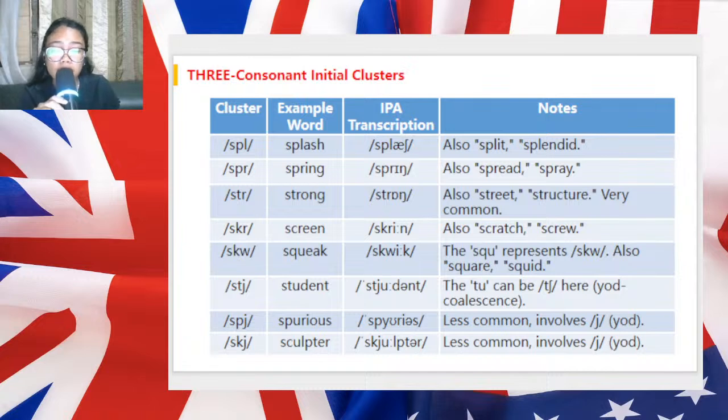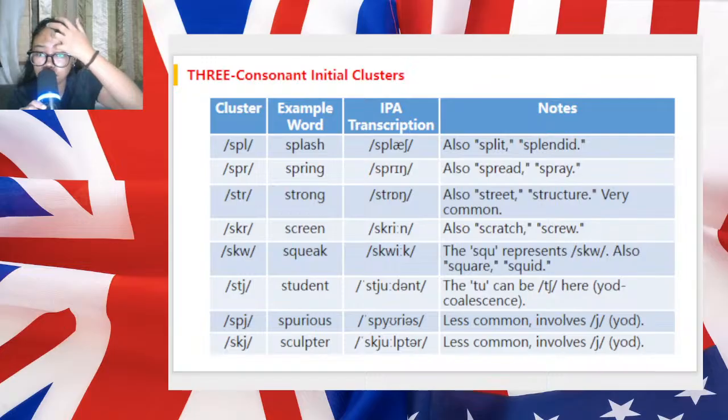So, let's say screen also. We have the last three-consonant initial cluster, which is actually not the last. There's still one more. This is almost the last.